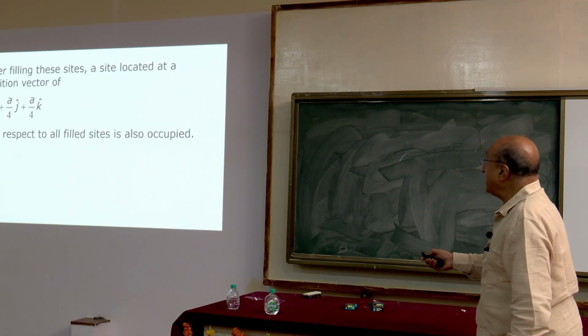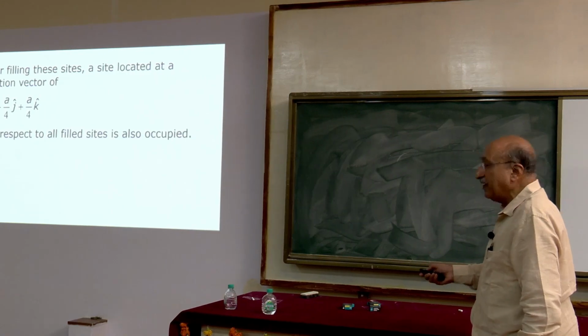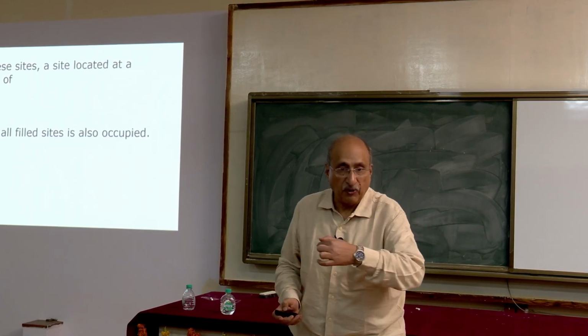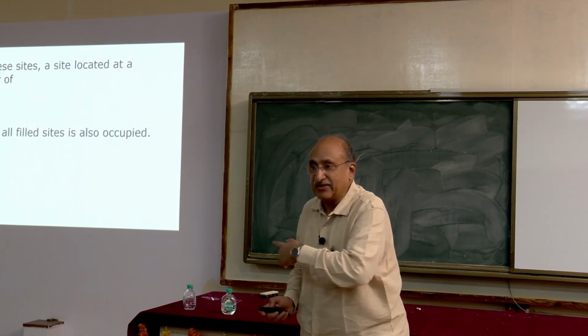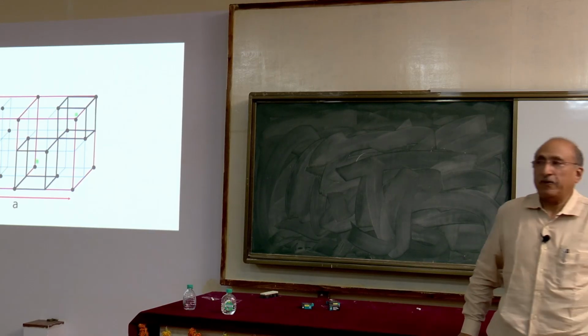After filling these sites, a site located at the position vector A by 4 i plus A by 4 j plus A by 4 k shall be filled, which is a quarter of the body diagonal: you go a lattice constant in this direction, that direction, this direction. This is what I have shown here.